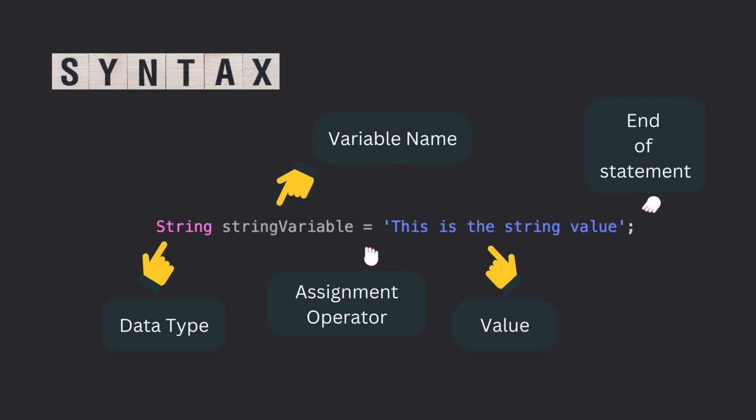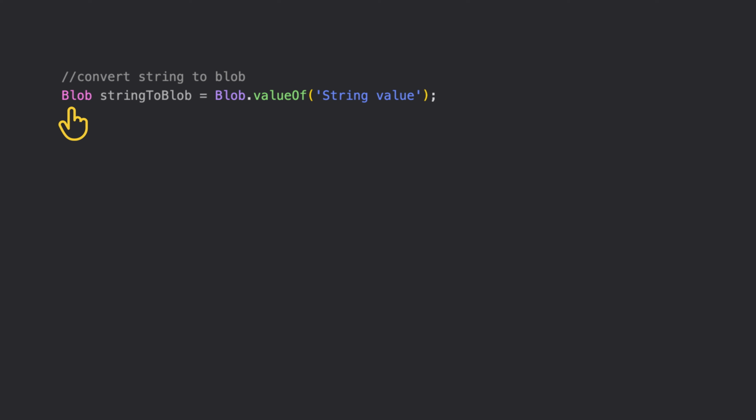Now let's look at examples for each data type. Let's say we want to convert a string to a blob. To do that, we declare the blob data type, then the variable name. Then we use one of the built-in Apex classes. For now, just understand that Apex has built-in classes for every data type, and those classes have methods that can be used to manipulate information.